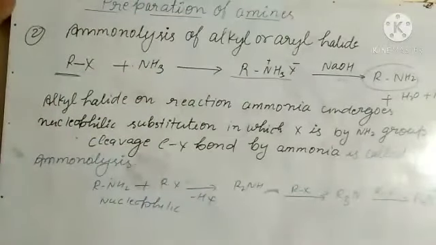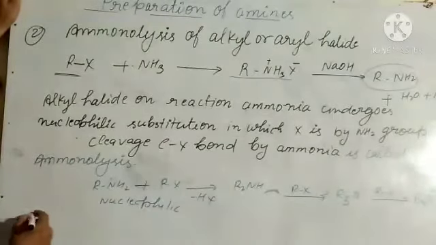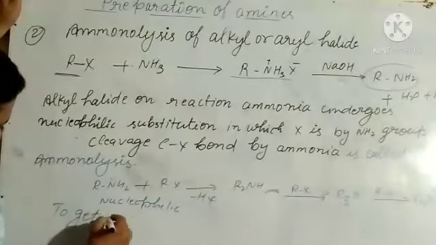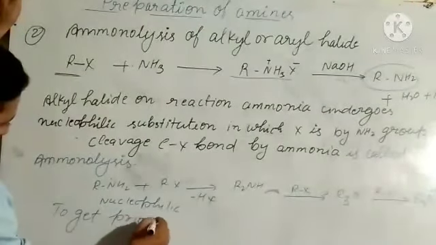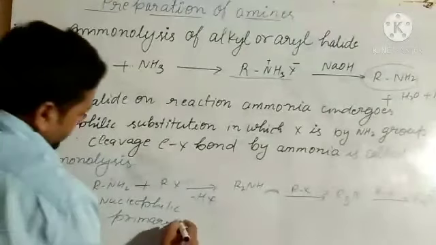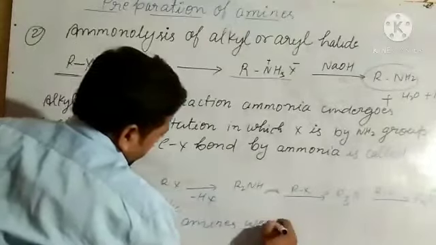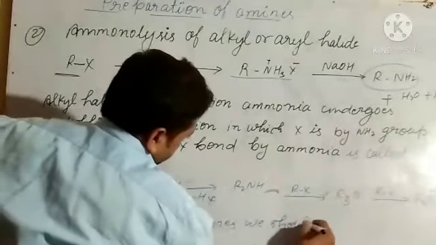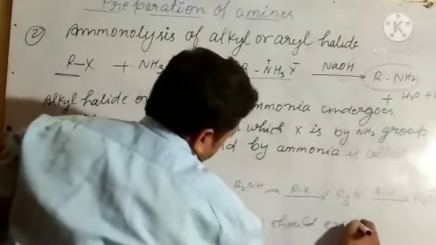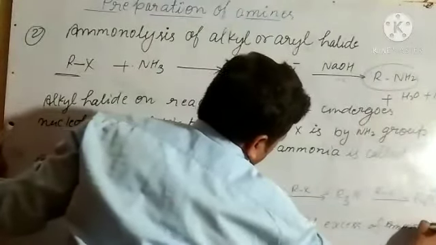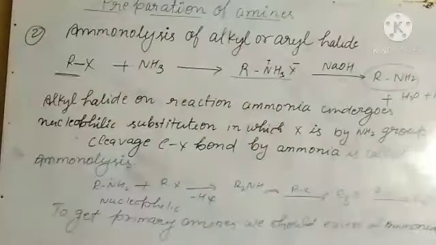So what we have seen here is that we got a mixture of amines. To get the pure primary amine, we should take an excess of ammonia. Means if we are taking excess of ammonia, at that time we will get primary amine.